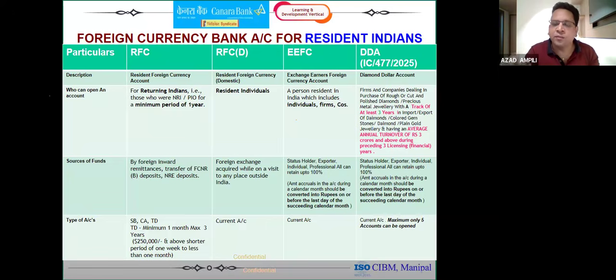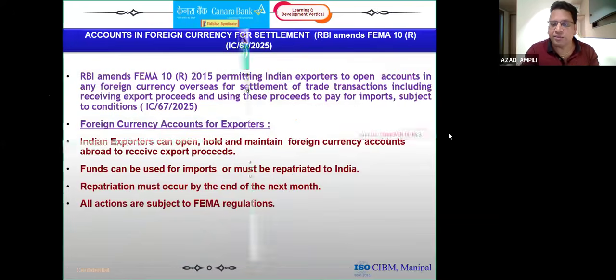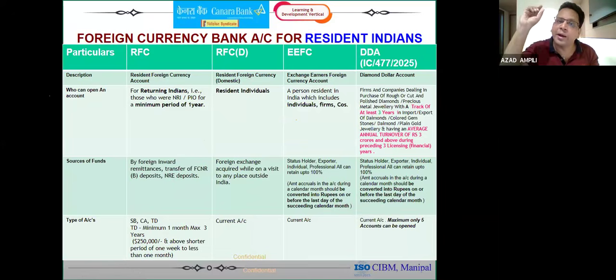The answer to that question is firms and companies dealing in purchase of rough or cut and polished diamonds, precious metal jewelry, with a track record of at least 3 years. This is the point here: at least 3 years. Earlier it used to be 2 years. Now it became 3 years in import export of diamonds. So if the question is track record of at least how many years, the answer will be 3 years. Here three threes are there. Just remember everything, because in the exam they will confuse you.